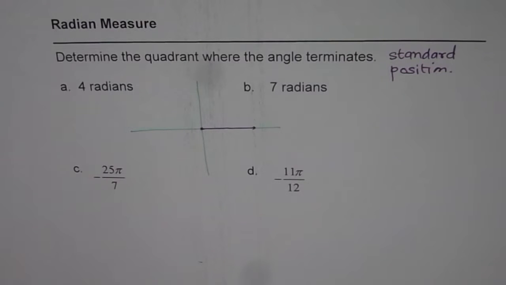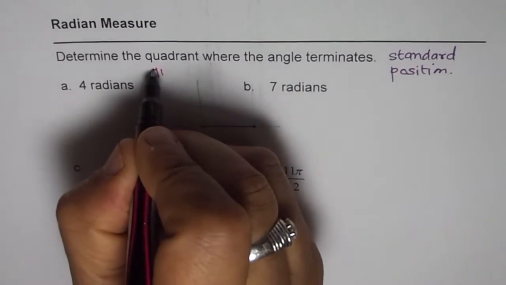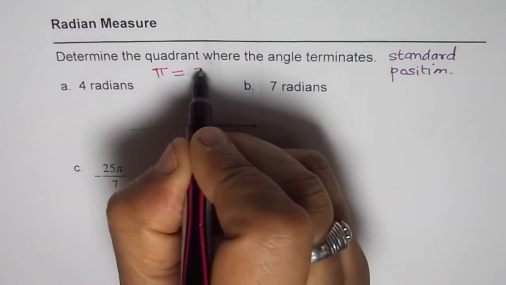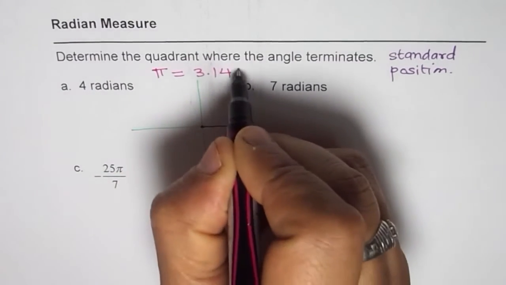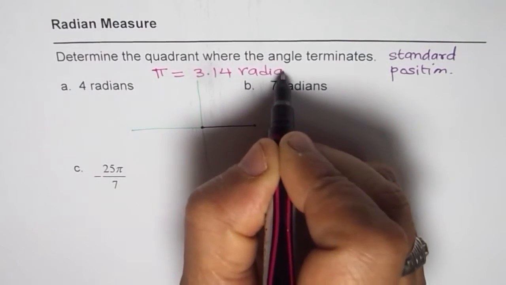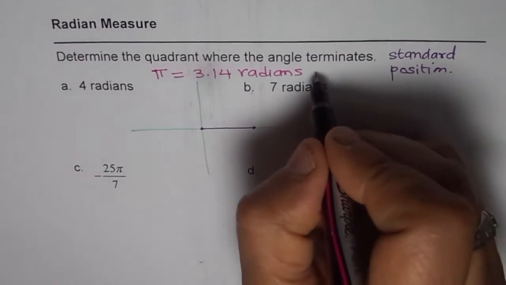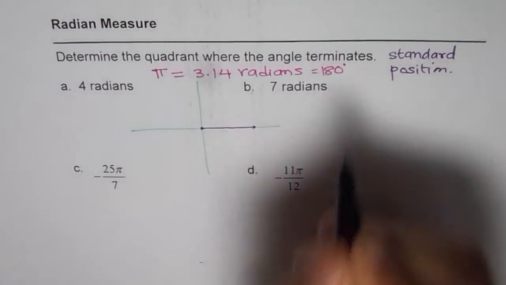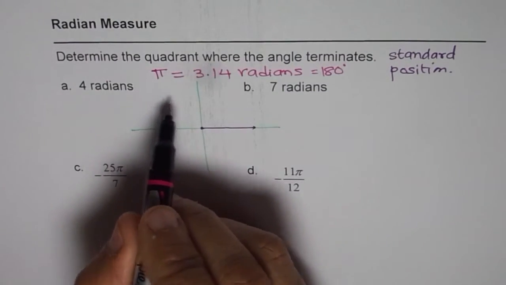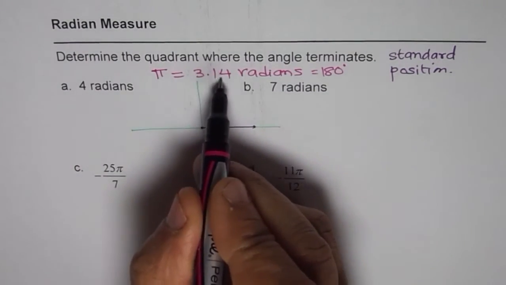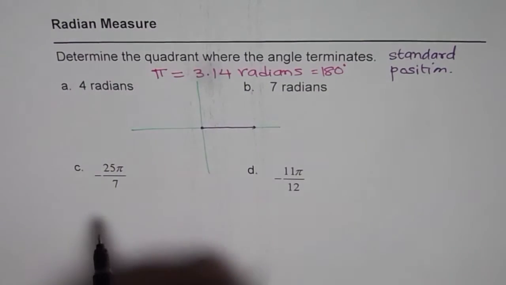Remember one thing, radian is being measured in terms of pi, right? So what is the value of pi? Remember, pi is 3.14 radians. So that is kind of the relation, right? You know pi is 180 degrees also. But what we are trying to say here is that 3.14 radian is half circle, correct?